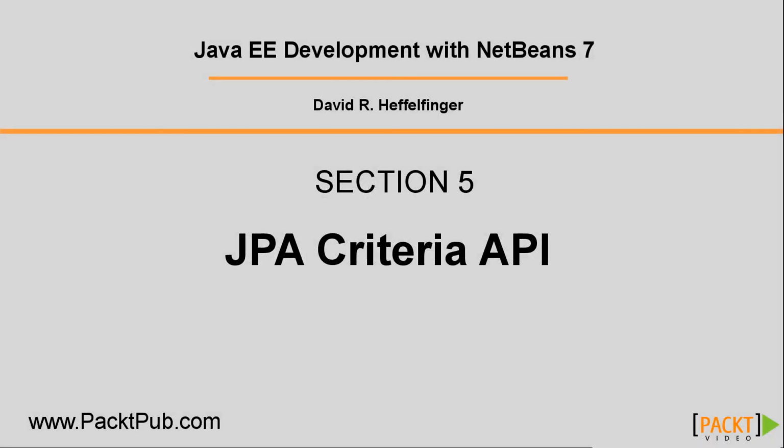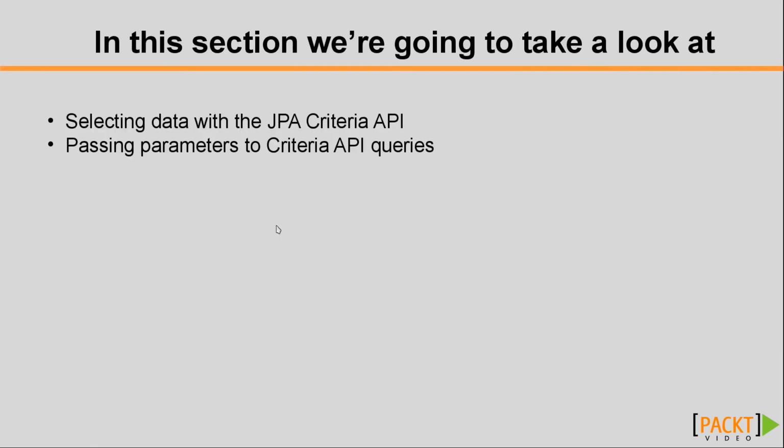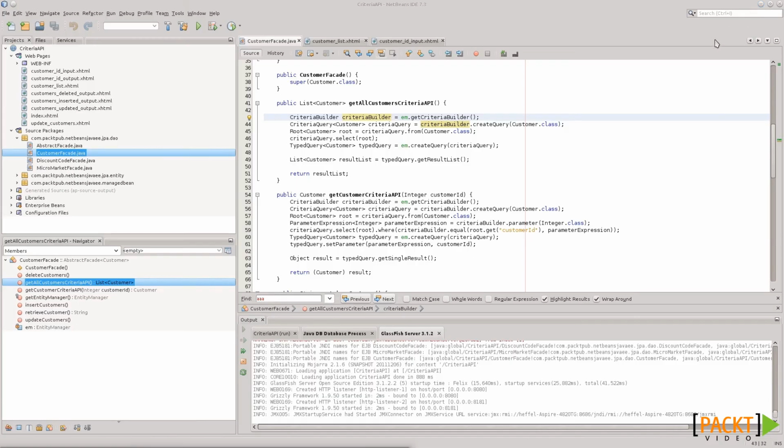Welcome back. In this section, we are going to talk about the Java Persistence API, the Criteria API in JPA. We're going to look at two topics. First, we're going to see how we can select data using the JPA Criteria API. And then we'll see how we can pass parameters to the Criteria API query so we can filter the data that we get. Okay, so here we have a new method.